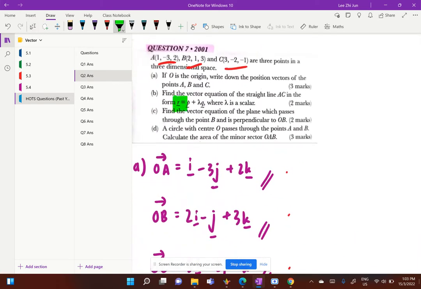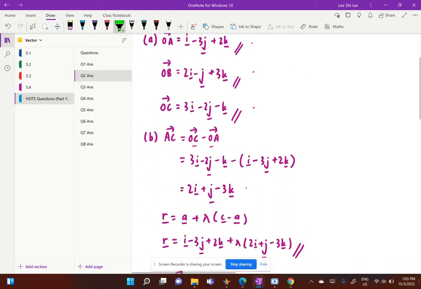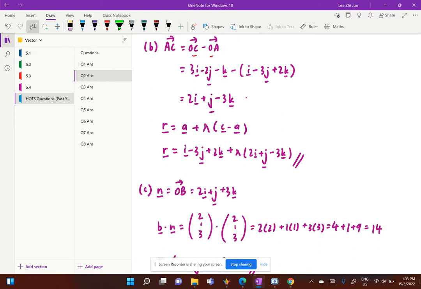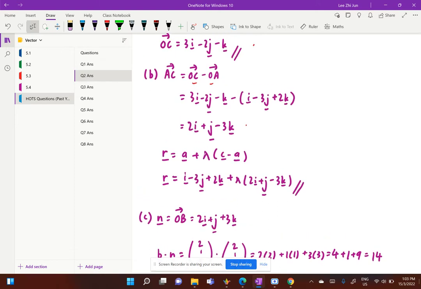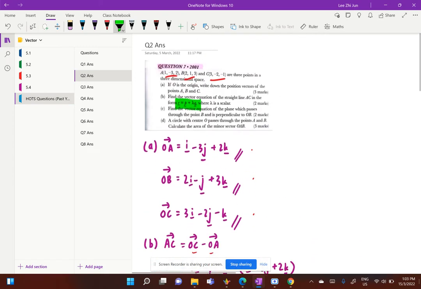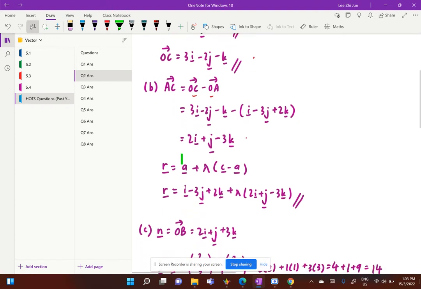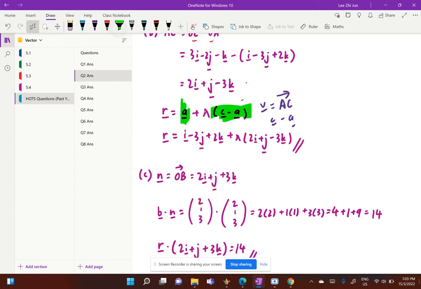So because it asks for the form E plus lambda Q, you need to put the A, the OA, which comes out first. Because the A comes out first, I use this A as the fixed point. A plus lambda, where lambda is the direction vector. So the direction vector is AC. So I substitute the AC inside. I can also write it as small letter c or small letter a. So here's the answer. It's simple also.